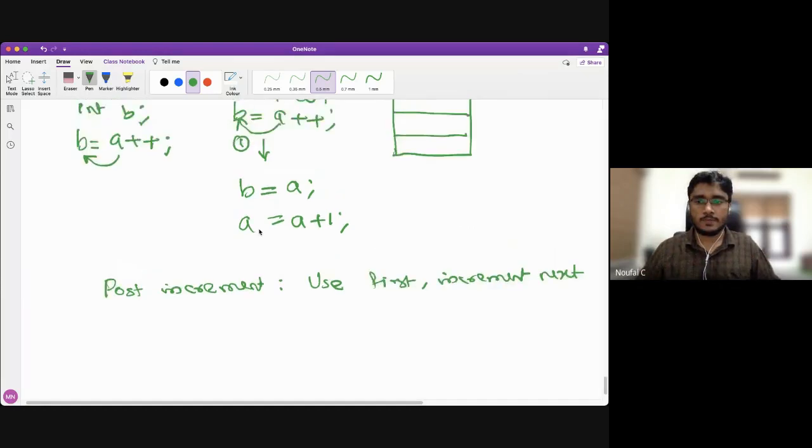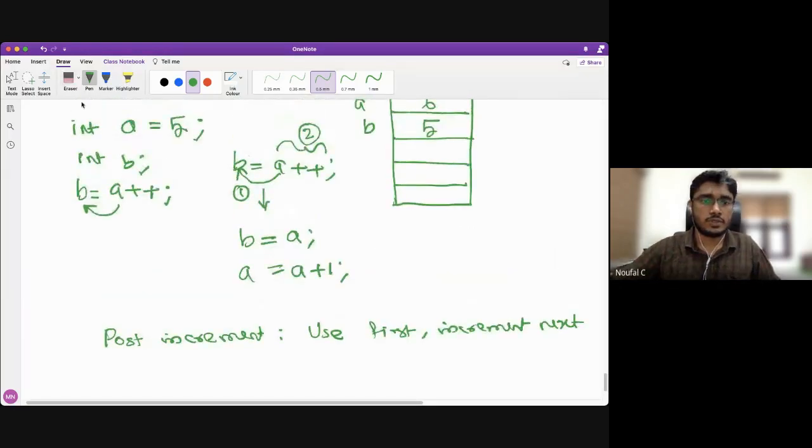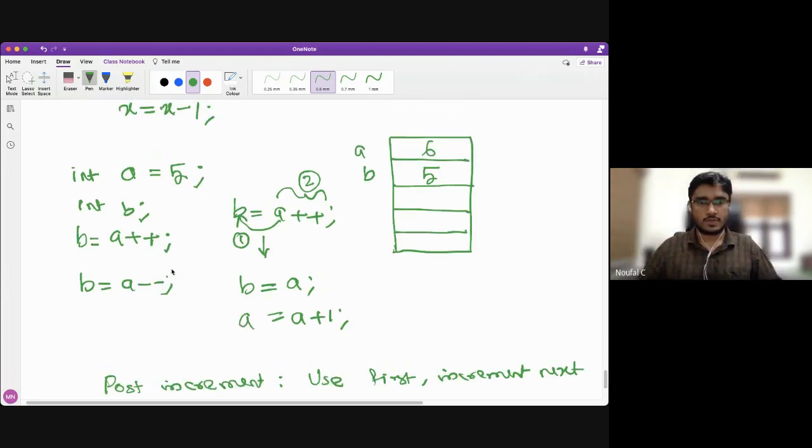Now suppose that if I write again B equal to A minus minus, I'm writing B equal to A minus minus.